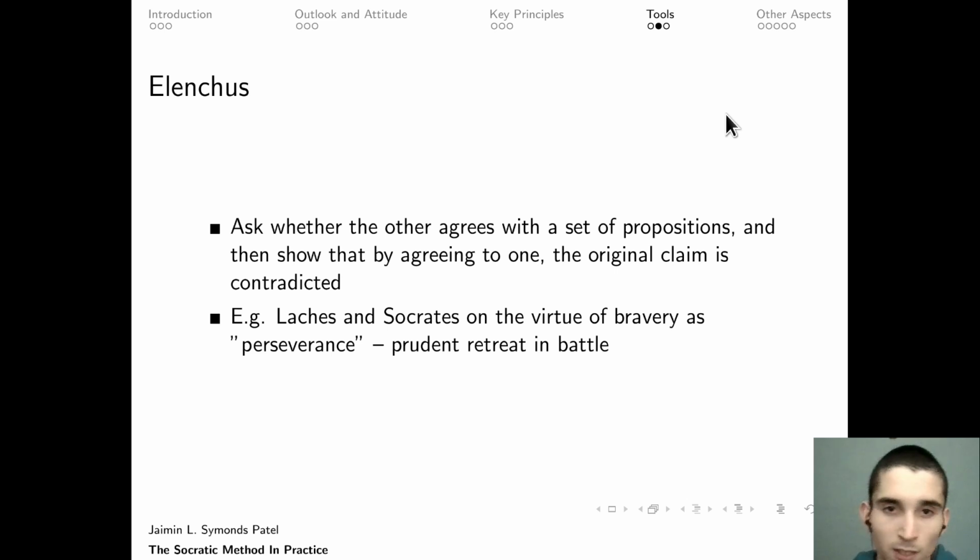And then Socrates can say, well, we have a bit of a contradiction here. Basically, you said bravery was the idea of perseverance essentially at all costs, but you're saying it's prudent and good to retreat in battle in some instances. If bravery is a virtue and prudence is a virtue, they cannot contradict each other.